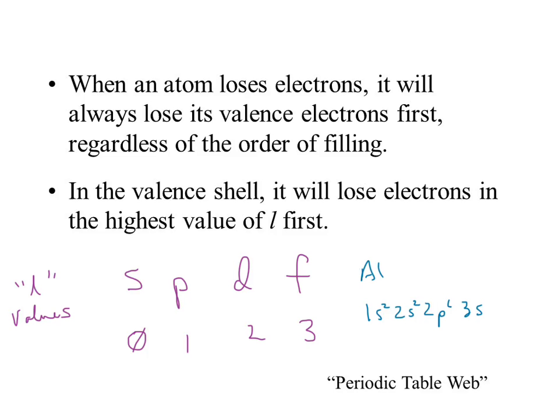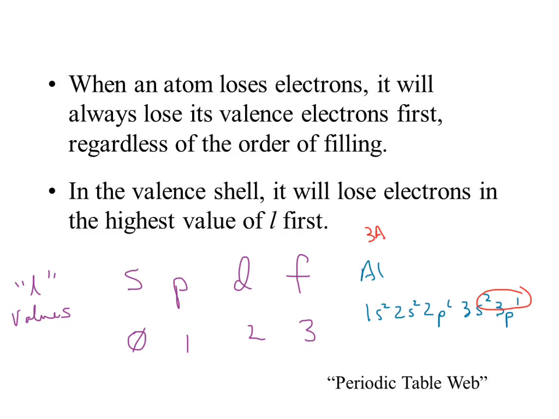Okay, so aluminum has 13 electrons. Sorry about that. 1s2, 2s2, 2p6, 3s2, and then 3p1, right? So actually it's a 3A element, and there's where its 3 valence electrons are. Okay, and we know it forms a +3 charge.